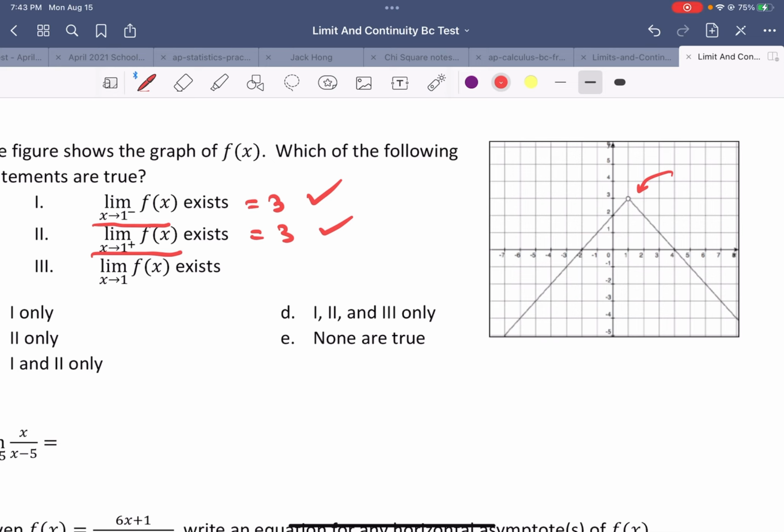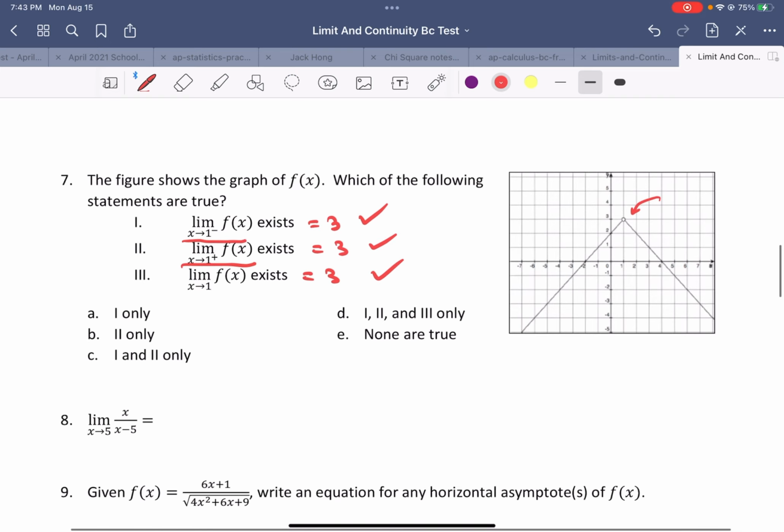And those two values are equal. If they are not equal, then you have to say it does not exist. But as you see, the left hand side limit and right hand side limit match, so the limit is also 3. Yes, it exists. So the answer is D. They should say not only, but okay. 1, 2, and 3, all of them are true. So again, even if there's a hole, the limit still exists.